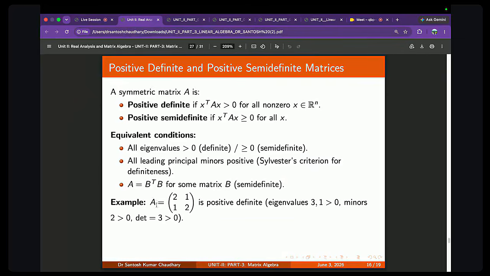So see here, A is the matrix 2, 1, 1, 2. This is a positive definite matrix. How can you check? The 1 cross 1 principal minor has value 2, and the 2 cross 2 determinant is 4 minus 1, that is 3. And it is a symmetric matrix. So a real symmetric matrix with all positive eigenvalues will be positive definite. So this is positive definite.